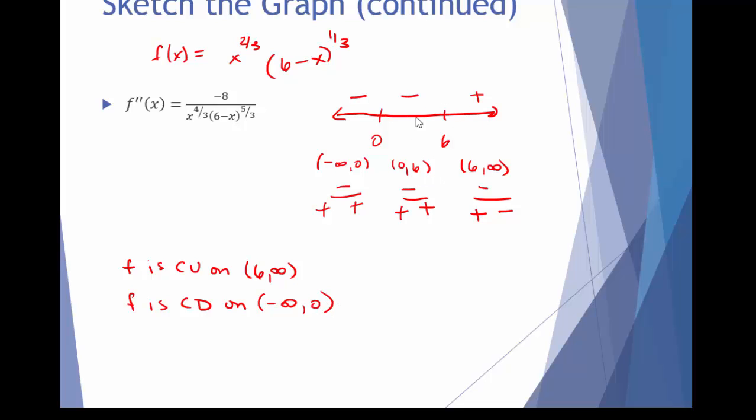So I want to take a look at where we're changing concavities, which is at 6. Verify that 6 is in fact in the domain. It is. Domain's all real numbers. So this function does have an inflection point at f of 6. To get the y value for it, we plug 6 into f, into the original function. And that actually comes out nice because 6 minus 6 is 0. It zeroes out this factor. So f of 6 should come out to be 0. So let's put all of this together and sketch the graph.